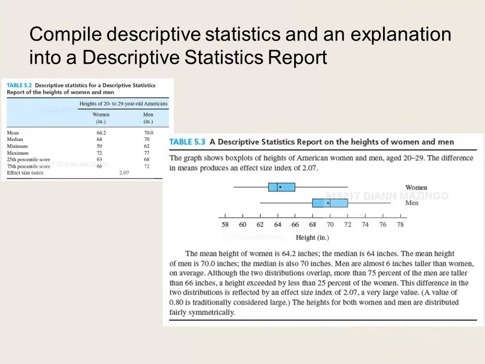The last objective in Chapter 5 is to compile statistics and an explanation of those statistics into what Spatz terms a descriptive statistics report. In research papers, this section is essential to understanding not only the participants with whom you worked, but also your findings from the study. Spatz recommends beginning with a table listing the mean, median, minimum, maximum, 25th percentile score, 75th percentile score, and the effect size index for the two groups you are comparing.